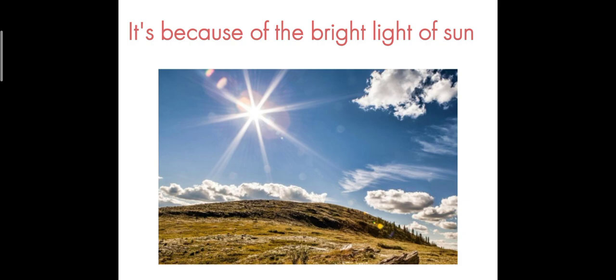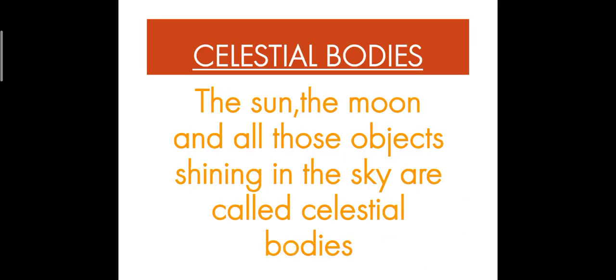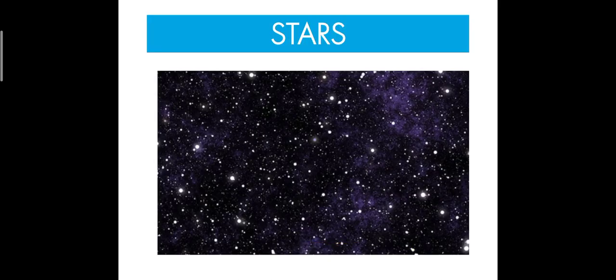moon during the daytime. Children, the next topic that we are going to cover is what are celestial bodies. The sun, the moon, and all those objects shining in the sky are called celestial bodies. Repeat it with me. The sun, the moon, and all those objects shining in the sky are called celestial bodies. Now you got the meaning of celestial bodies? Everything that you see in the sky is actually a celestial body.